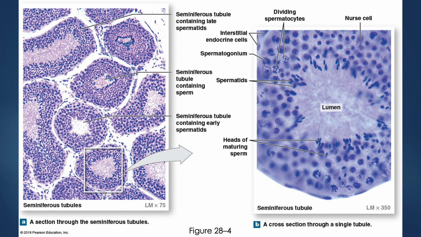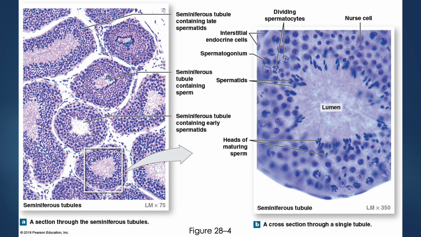Figure 28.4 shows you a cross-section through seminiferous tubules on the left, and on the right, it's zoomed in to a power of 350 to show you a cross-section through a single seminiferous tubule. On the left, you'll notice that there are multiple tubules, labeled as having both late spermatids and early spermatids, as well as actual, normal, mature sperm. All of these are present here because this is where they originate.